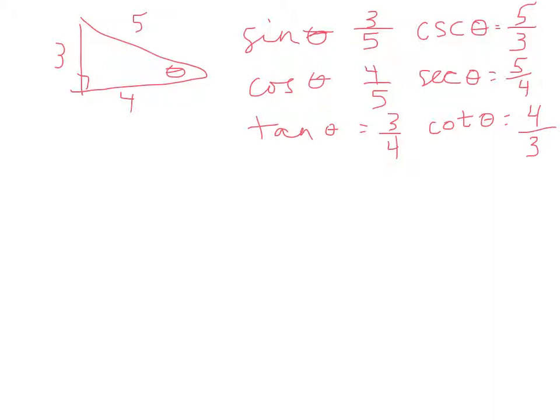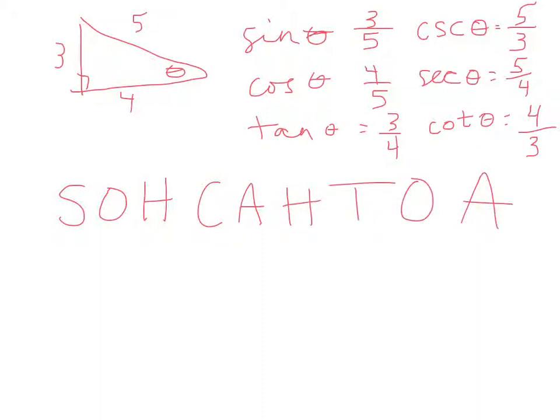So when you hear people say sohcahtoa, here's what they're referring to. Sohcahtoa. It's the world's worst camp. Sine is opposite over hypotenuse. Cosine is adjacent over hypotenuse. Tangent is opposite over adjacent.